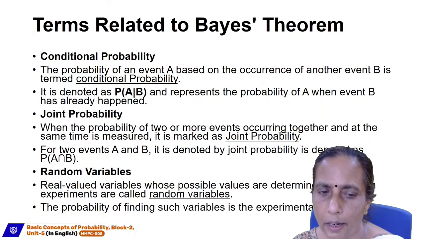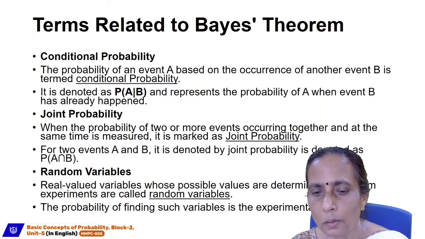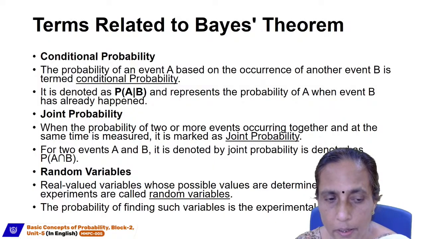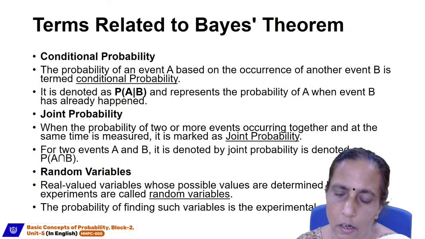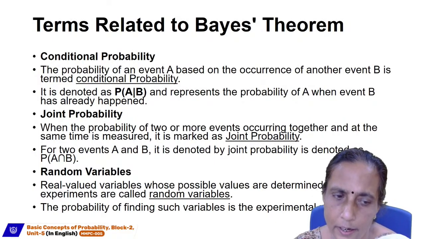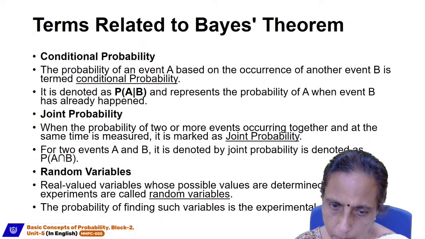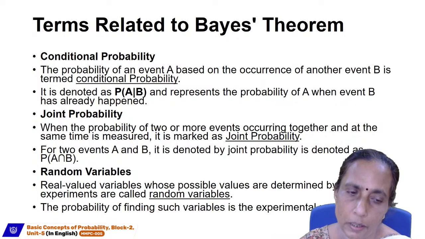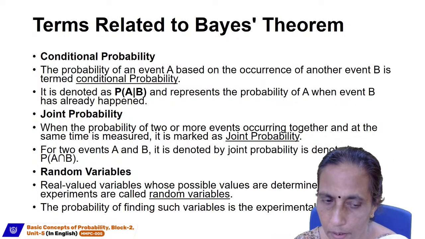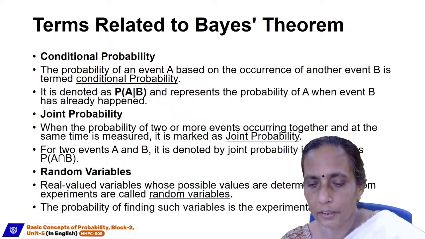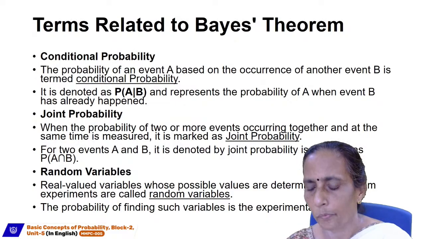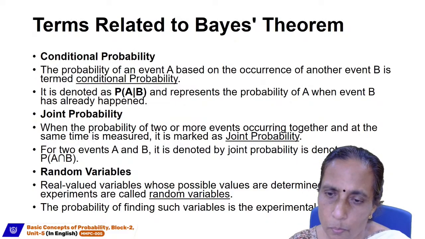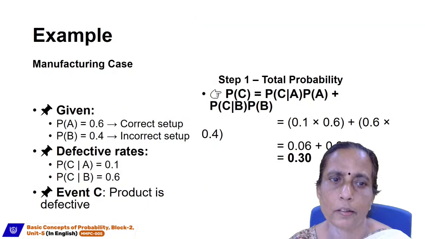Random variables: real valued variables whose possible values are determined by a random experiment are called random variables. And the probability of finding such variables is the experimental probability.